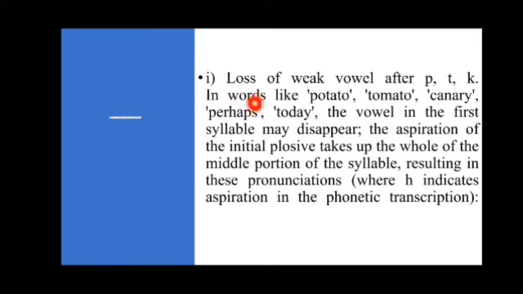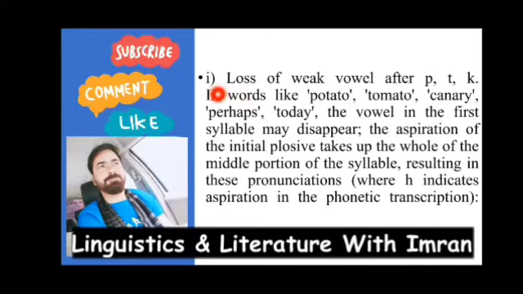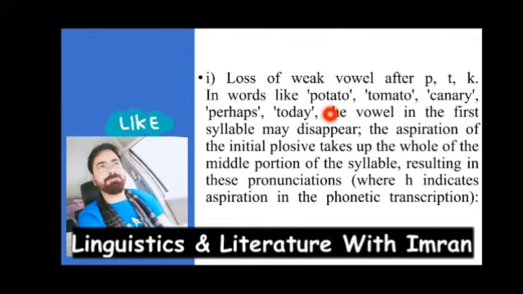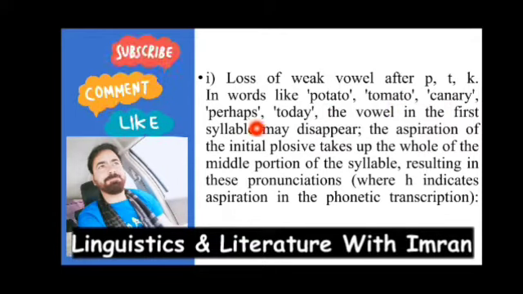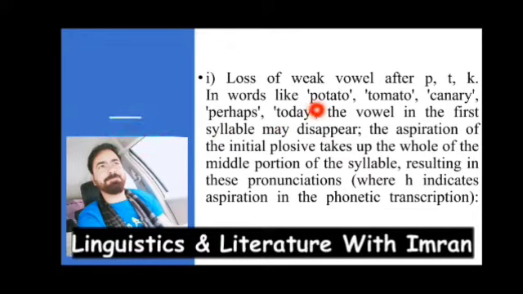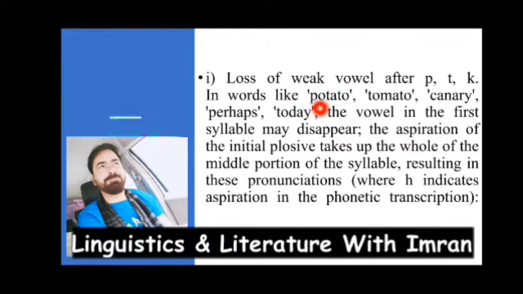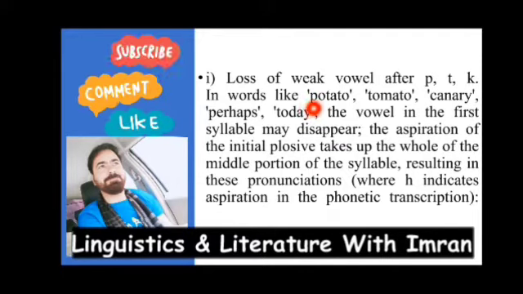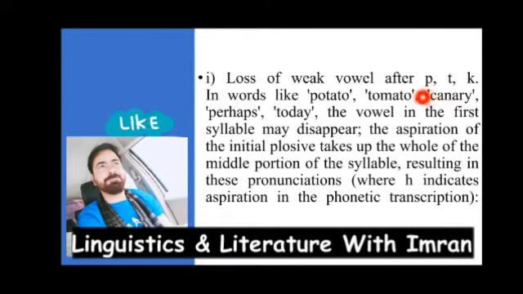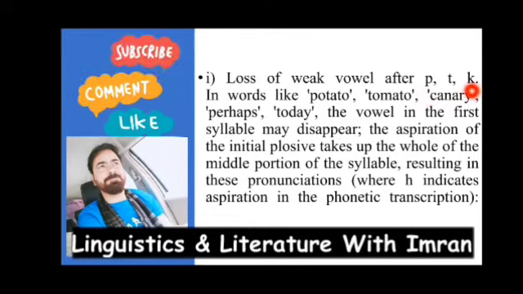So here we have the first possibility, or the first rule. Loss of weak vowel after p, t and k in words like potato, tomato, canary, perhaps and today. Here we have the first syllable, that is p, right? Potato. In this, the weak vowel, that is schwa, comes after the sound p, which is a plosive one. As we mentioned here, when a weak vowel comes after p, t and k, it disappears, right?